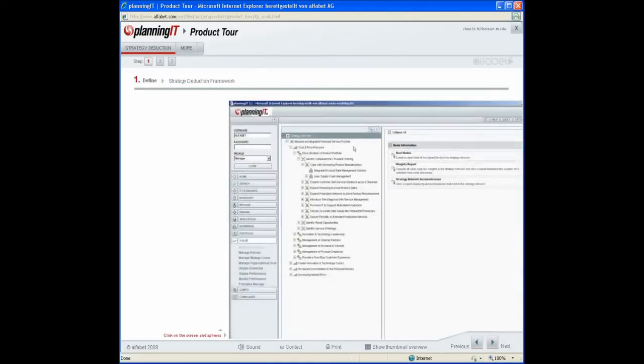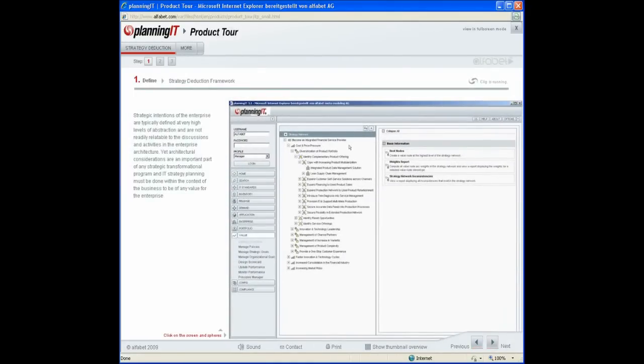The strategy deduction framework. Strategic intentions of the enterprise are typically defined at very high levels of abstraction and are not readily relatable to the discussions and activities in the enterprise architecture. Yet architectural considerations are an important part of any strategic transformational program, and IT strategy planning must be done within the context of the business to be of any value for the enterprise.